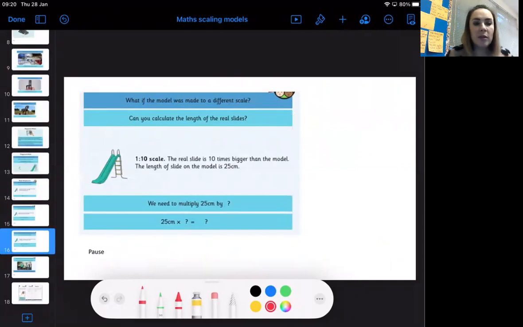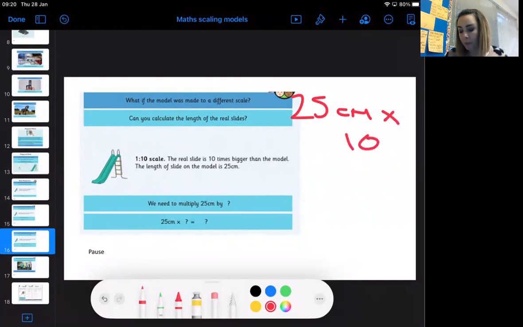What if the model was made to a different scale? Can you calculate the length of the real slide? So it's a 1 to 10 scale now. The real slide is 10 times bigger than the model, and the length of the slide on the model is 25 centimetres. So we need to multiply 25 by 10, because it's a 1 to 10 scale. So we need to do 25 centimetres times 10.